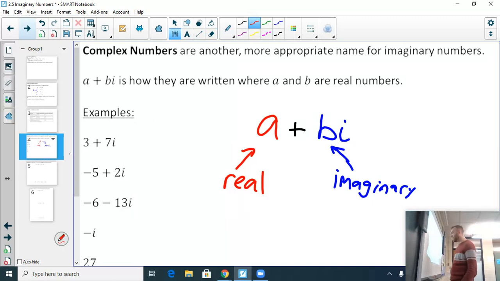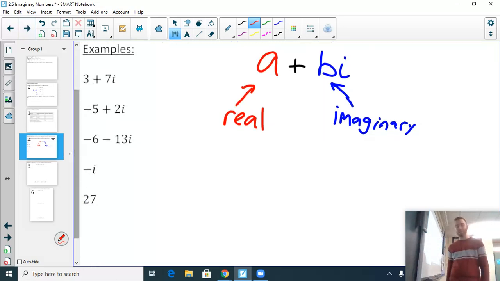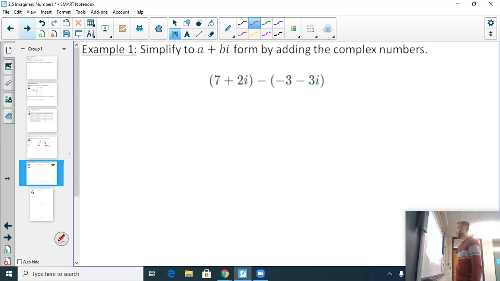But A and B can also be 0. So -i is an example of a complex number. B is just -1, A is 0. And even real numbers, just 21 is considered a complex number, right? B is just 0 in this case, and A is 21. We just need to get a little comfortable working with these.